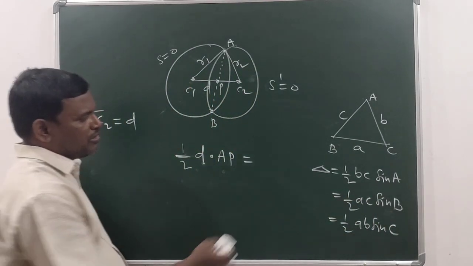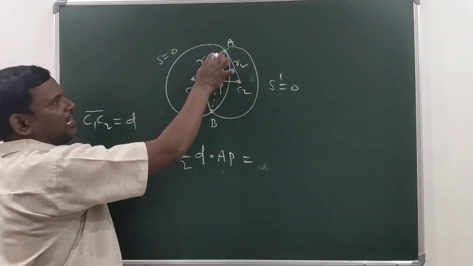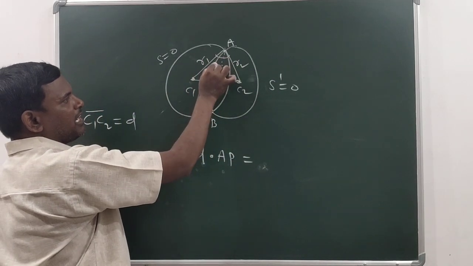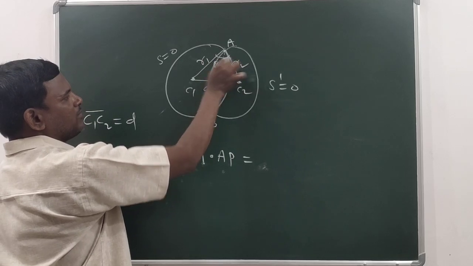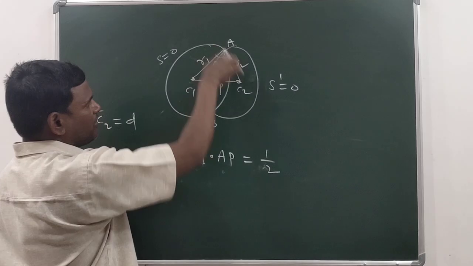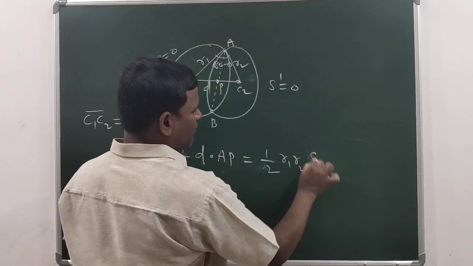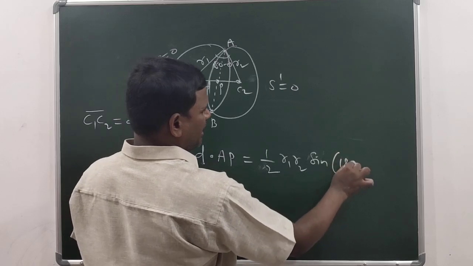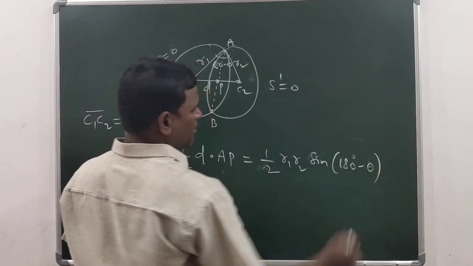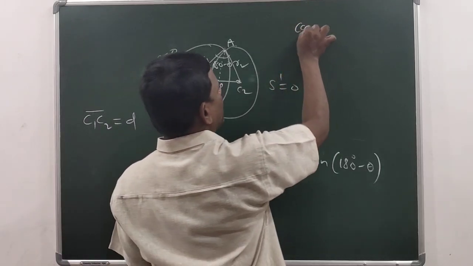So that formula I am going to apply at this vertical angle. You know this vertical angle is 180 minus theta. So now 1 by 2 product of adjacent sides R1 R2 and sine of 180 minus theta. And before that, prepare one point here.